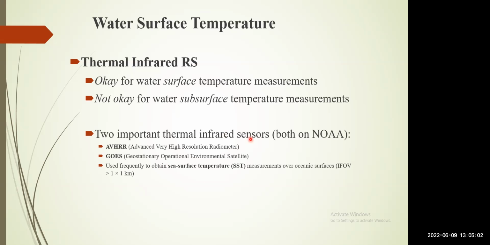Two important thermal infrared sensors, both on NOAA, are the Advanced Very High Resolution Radiometer and the Geostationary Operational Environmental Satellite. These are used frequently to obtain sea surface temperature measurements over the oceanic surface at 1 by 1 kilometer resolution. For satellites like AVHRR the resolution is coarse, because they cover a large area; very high resolution is not possible because they are covering the whole Earth's surface within a short time.